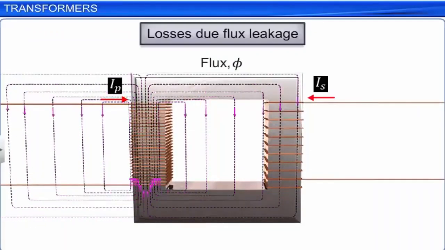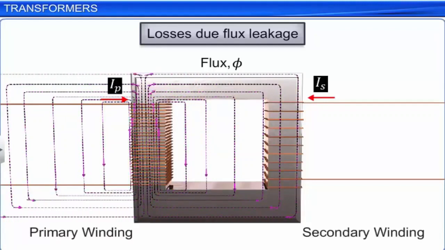Flux leakage can never be completely eliminated, as not all the flux due to the primary passes through the secondary, due to poor design of the core or the air gaps in the core. To minimize the flux leakage, the primary and the secondary coils are wound one over the other.